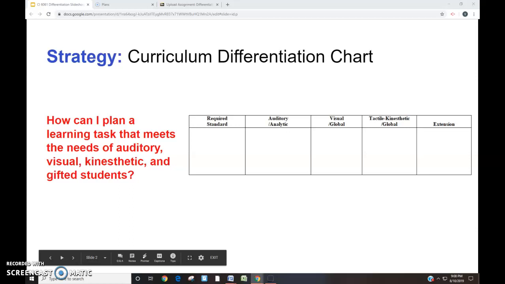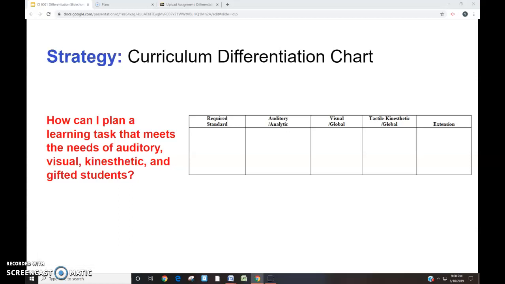A first strategy is the curriculum differentiation chart. You may be asking yourself, how can I plan a learning task that meets the needs of auditory, visual, kinesthetic, and gifted students? This chart can help with this. The chart is a differentiation strategy to plan for all of your students at the same time in the same place while doing it all in the same document.